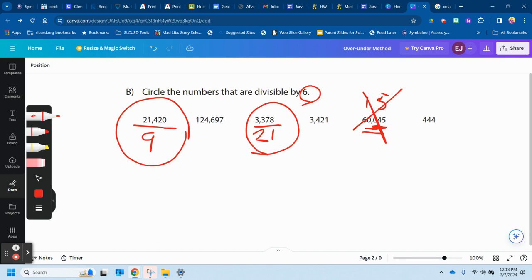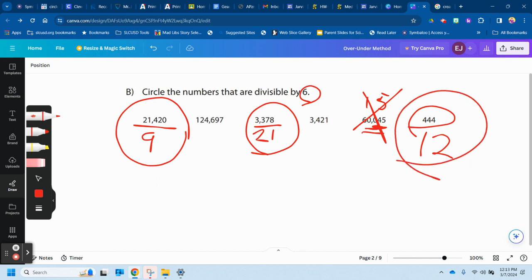Okay, 4 plus 4 plus 4 is 12. Is 12 divisible by 3? Yes, it is. 3 times 4 is 12. Is the whole number even? It ends in a 4. It's even, so it's also divisible by 6, so you circle it.